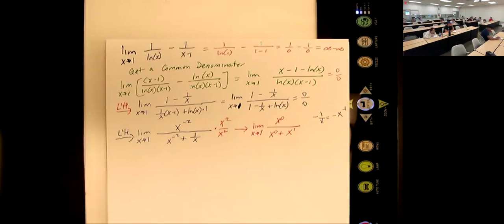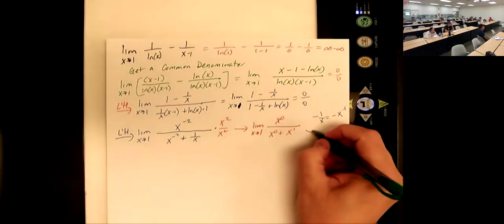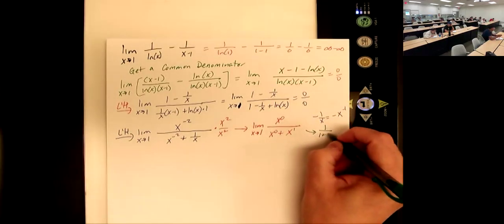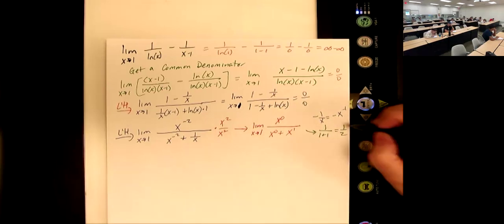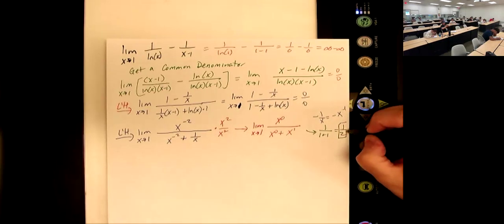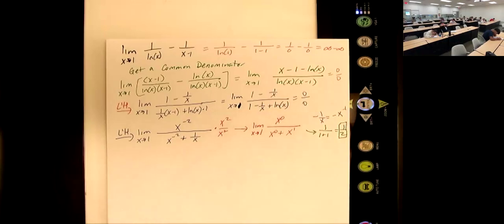And now when we evaluate, we get 1 over 1 plus 1, which is 1/2. So infinity minus infinity is 1/2, at least in this circumstance.